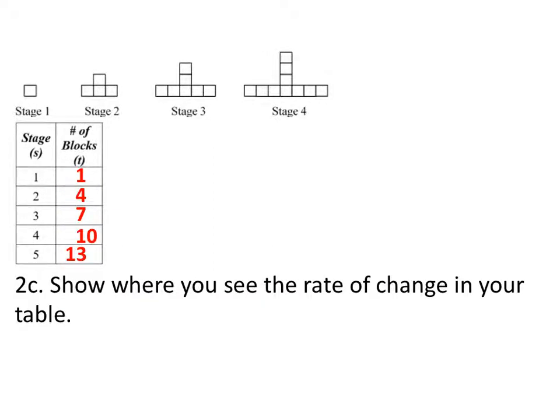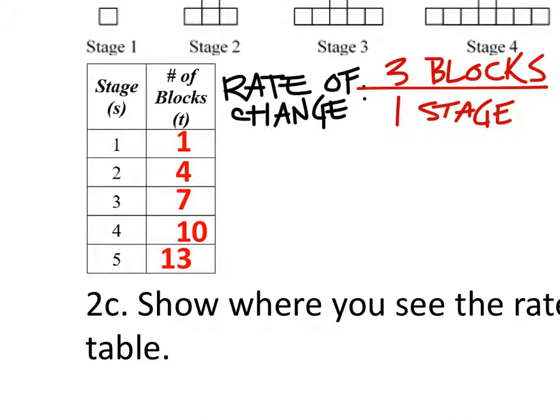All right, show where you see the rate of change in the table. Let's identify what the rate of change is first. The rate of change on this one, and we've already identified it, is 3 blocks for every 1 stage. So identifying the rate of change in the table, we can see it's between each 1 stage. So I add a stage here, then I need to add 3 blocks right there. And from 1 to 4 is an addition of 3 blocks.